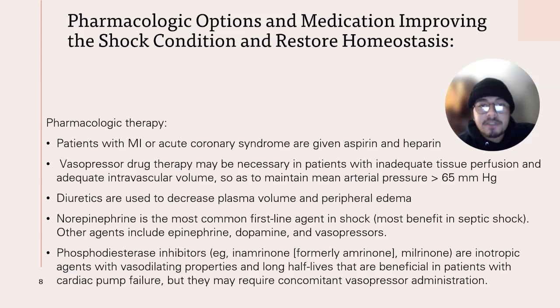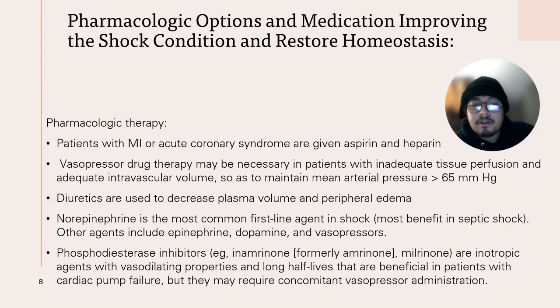Pharmacologic options and medications to improve the shock condition and restore homeostasis. So we want to establish a therapy in which patients with MI or acute coronary syndromes are given aspirin and heparin. Aspirin to control those arrhythmias, and then your heparin to try to dissolve and break down any clots that could have formed or are forming in that present moment.